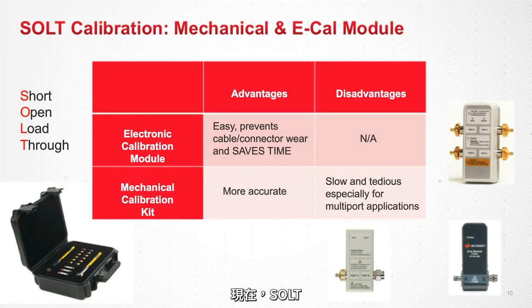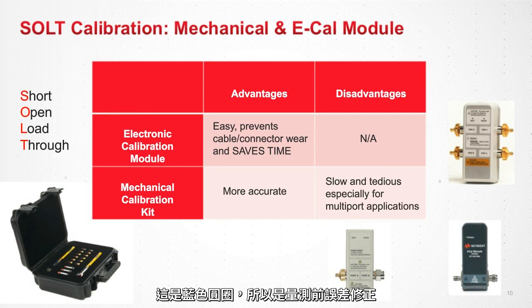Now, SOLT, what type of error correction is this? Pre-measurement or post-measurement? Well, this was the blue circle, so it was pre-measurement error correction, which we can call calibration. There are a couple of different ways to do that, with either a mechanical cal kit, which is in the lower left-hand corner, or you can use electronic calibration modules, which are on the right-hand side of the slide. There are advantages and disadvantages of each, but for high-speed digital applications, especially backplanes, there are so many channels that need to be measured. We find many labs doing multi-port S-parameter measurements, not just 4 ports, but 12, 24, 32 channels. In that case, you almost always want to use electronic calibration modules. They're easy, they're fast, they save time, and they prevent connector wear.